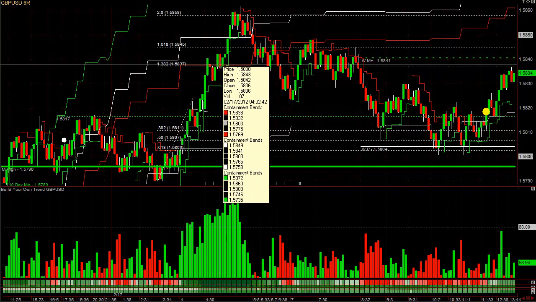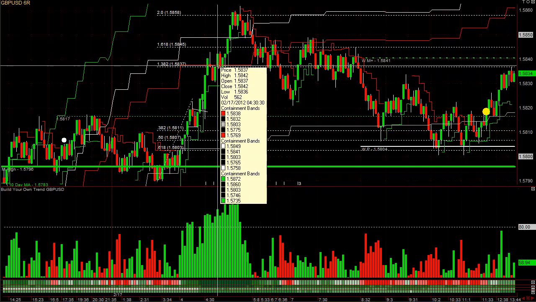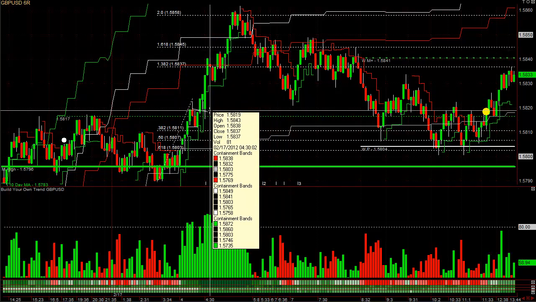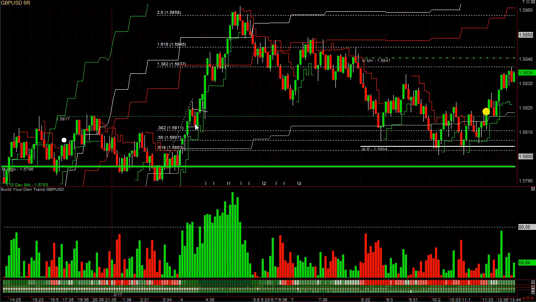So 51 out of half, 37 out of half. Let's just say the average exit's around 44. We're in this trade around 20. We made 24 pips while risking less than 10 pips.